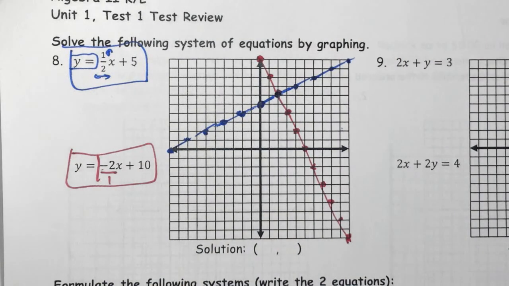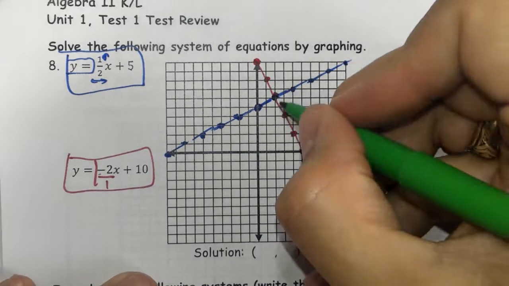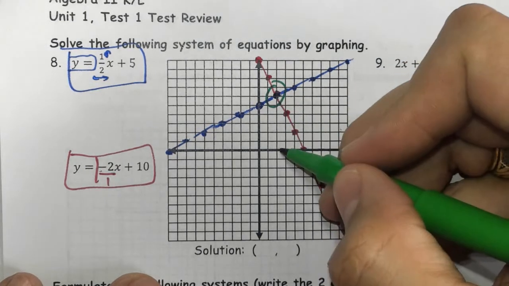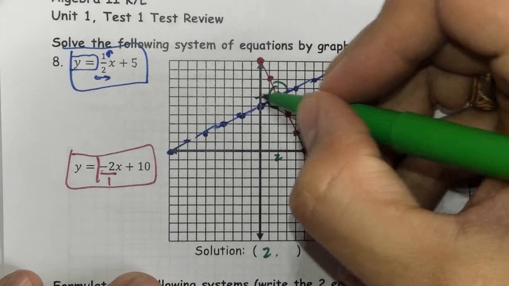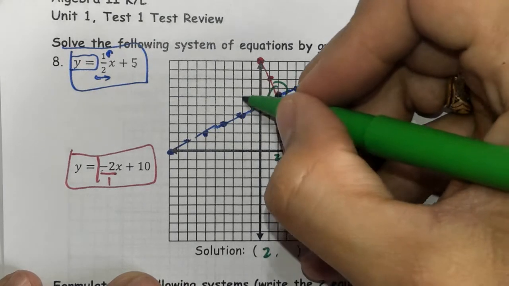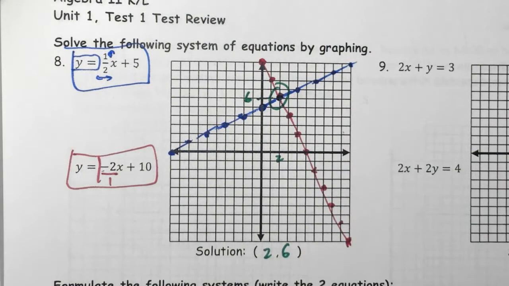So my solution is this point right here. That is 2. That's your x value, 2. And then here is your y value, which is 6. There's my solution.